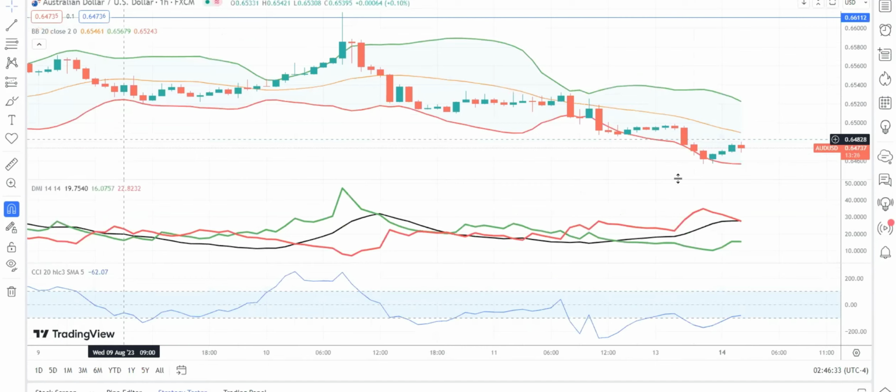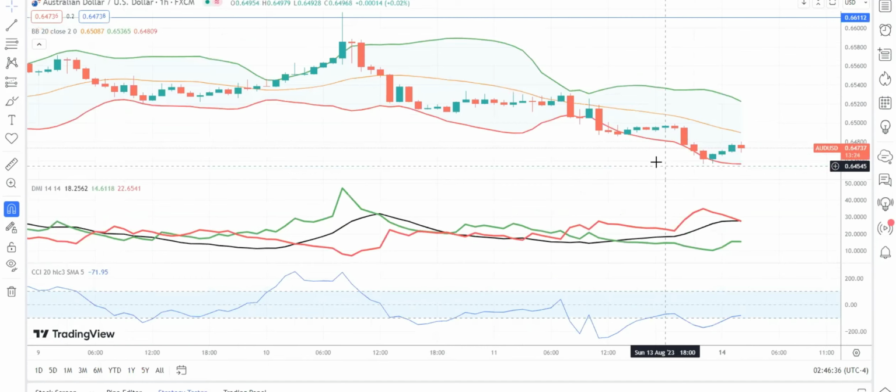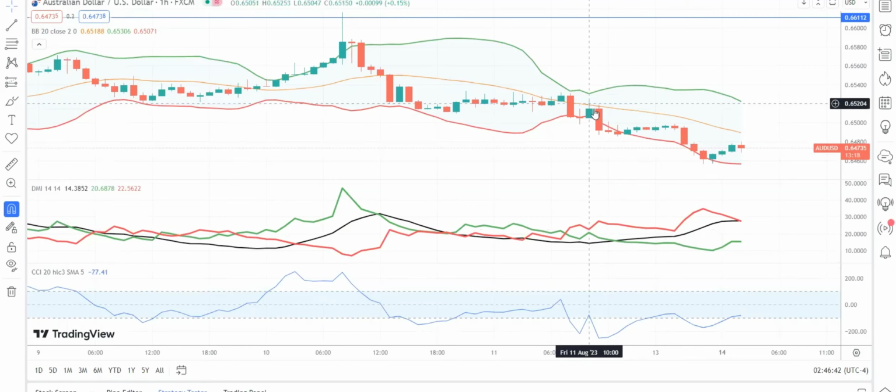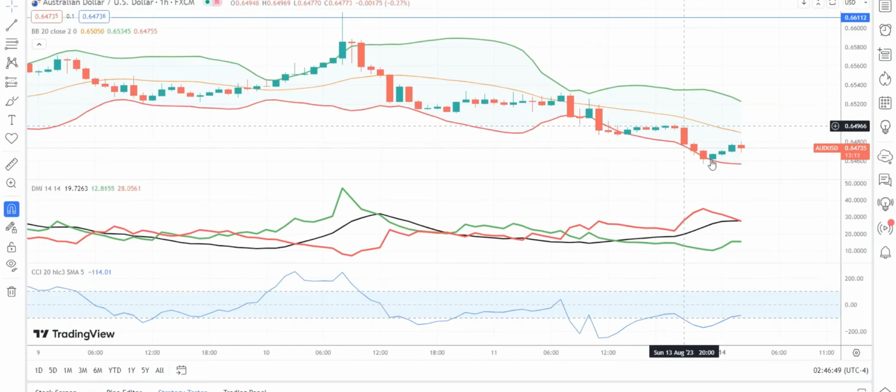You can see here, this is a perfect breakup structure pattern. You have lower highs, you have lower lows. You have this high here, then you have this low here, then you have this lower high, and then you have this lower low, and then you have this lower high. So I expect that this is going to continue.